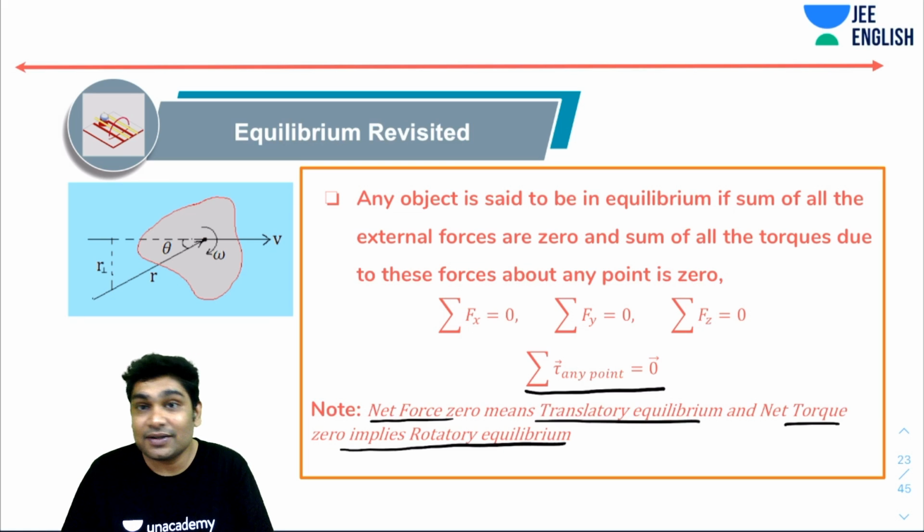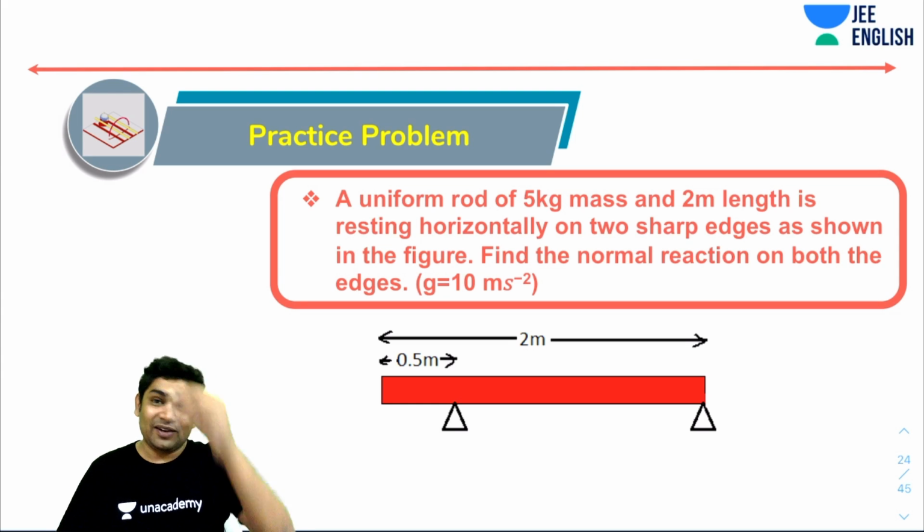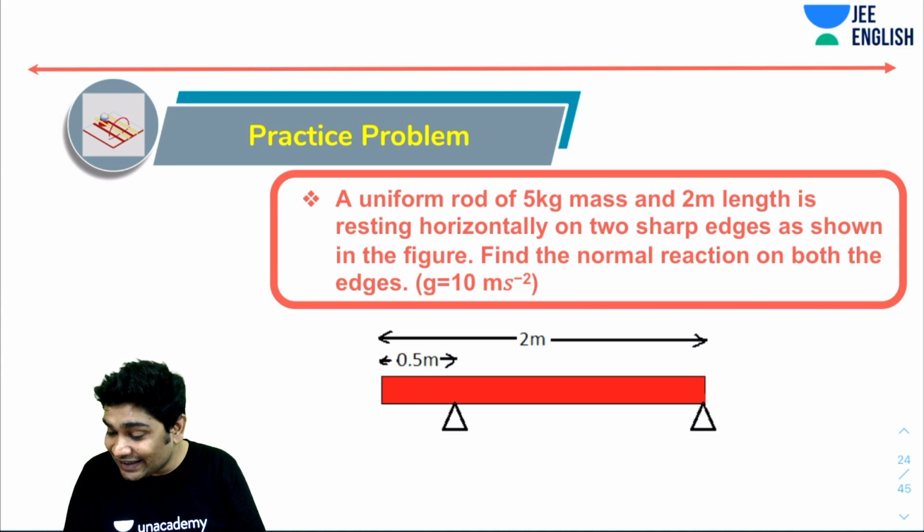Okay, remember these. Next, let's talk about a couple of problems for equilibrium. You've been told a uniform rod of 5 kg mass and 2 meter length is resting horizontally on two sharp edges as shown in the figure. You have to find the normal reaction on both the edges. So think about it. What has been told to you? That the body is resting.